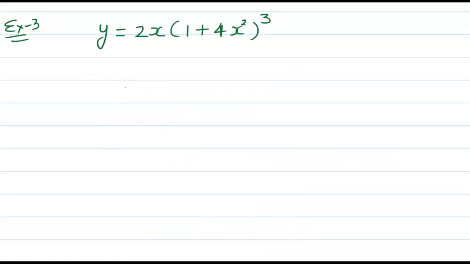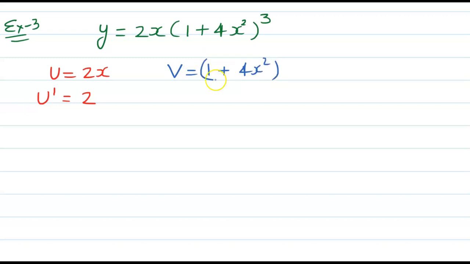Okay, this is our question. y equal to 2x times 1 plus 4x squared to the power 3. So what we assume again here, u is 2x and u dash, differentiation of 2x, will be 2. Now v is 1 plus 4x squared to the power 3. So what about v dash?